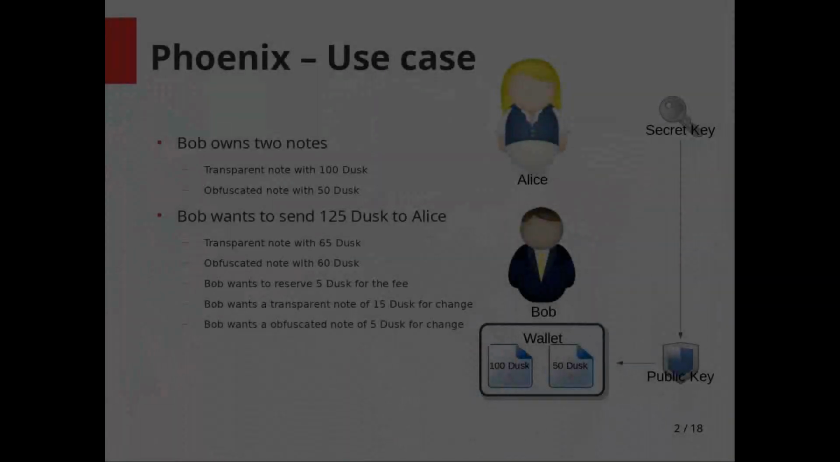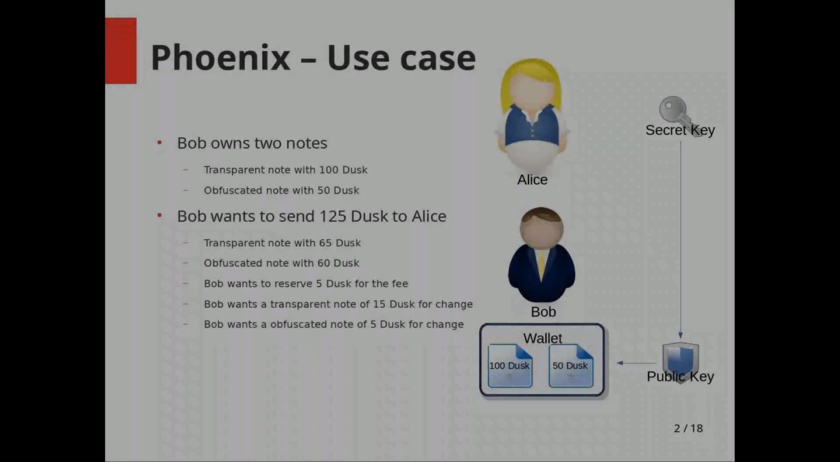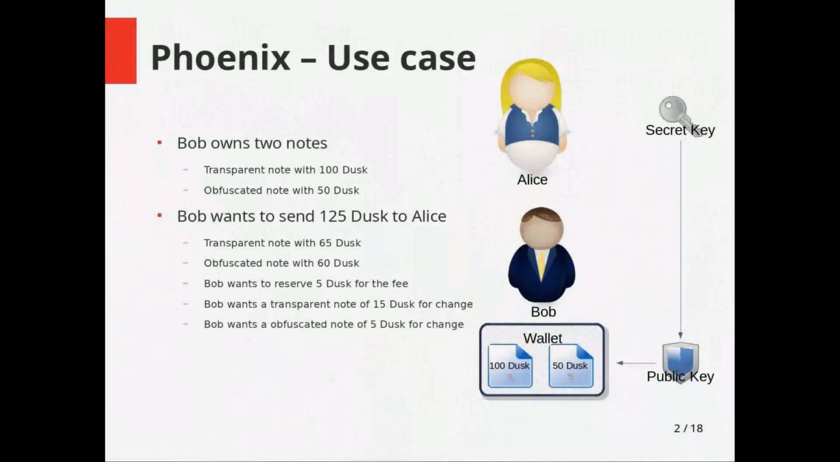So I'm going to talk about Phoenix, this first iteration that was just released on GitHub. We have the pull request that's ongoing now, and what we have currently. I'm going to talk now about a very simple use case where Bob wants to send some dust to Alice.